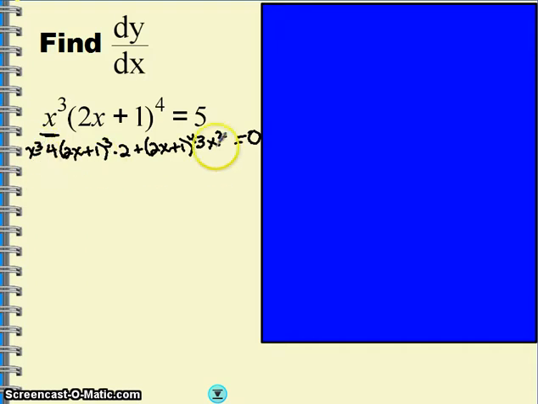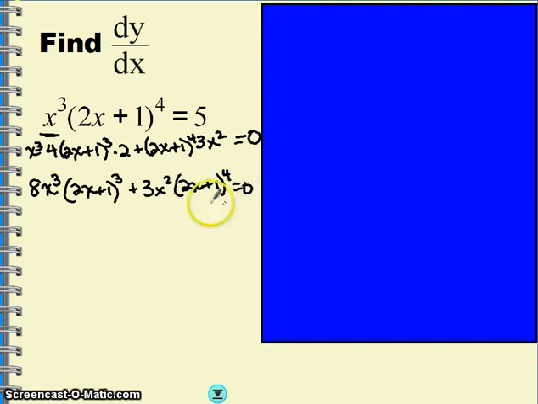So now we are going to do just some simplifying. So you see here 2 times 4 is 8, 8x cubed times this quantity (2x plus 1) cubed, and then plus 3x squared times (2x plus 1) to the fourth, equals 0. Alright, so there's the derivative, using the derivative rules.